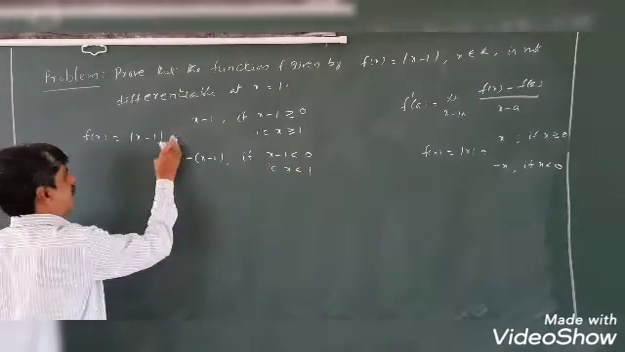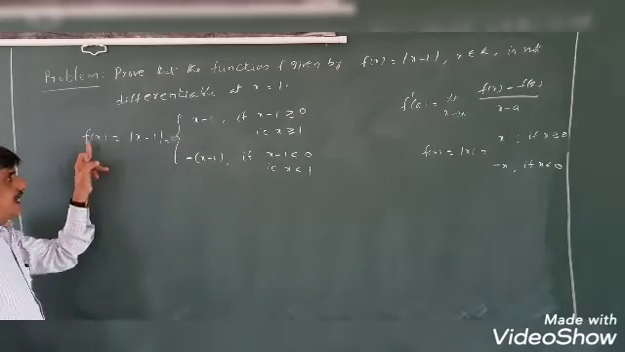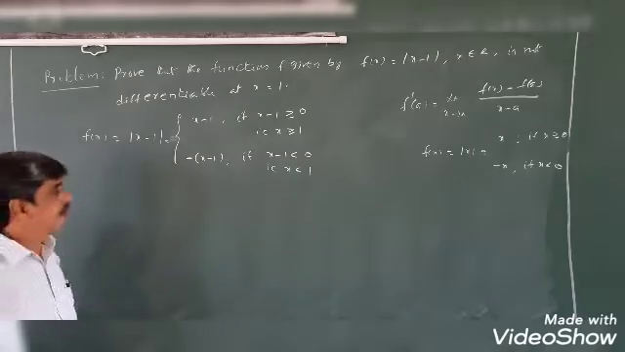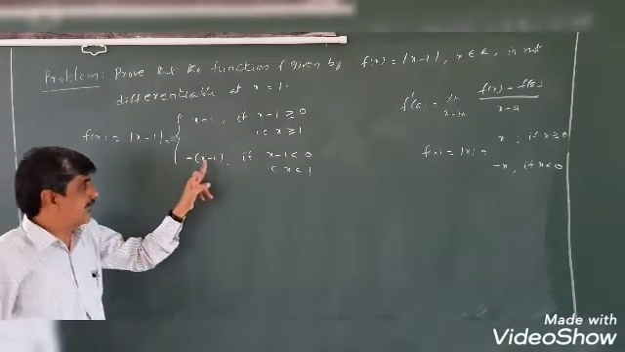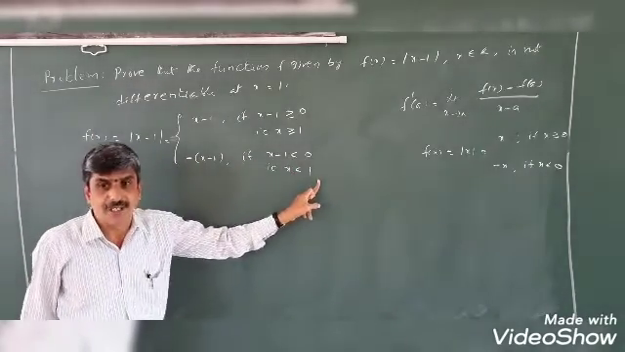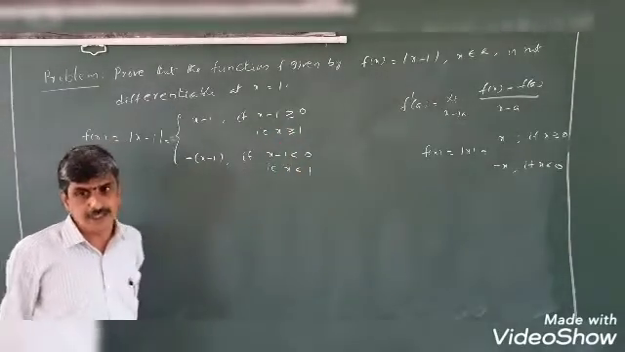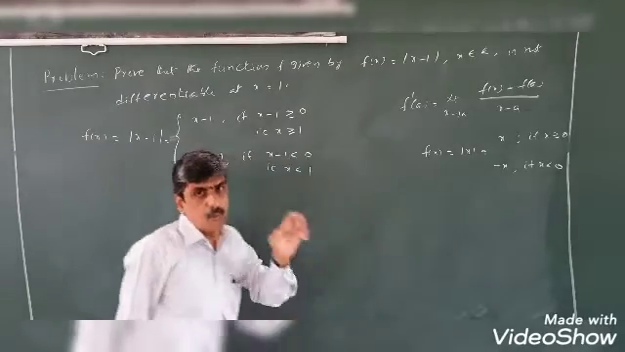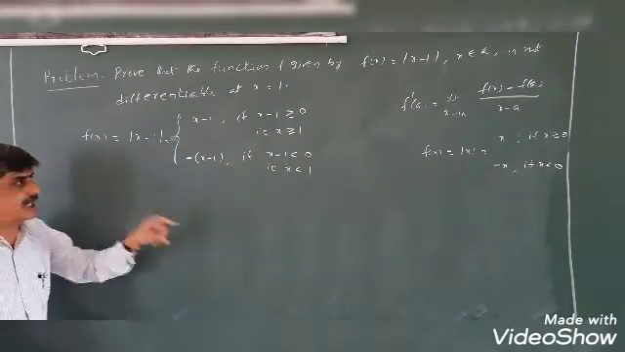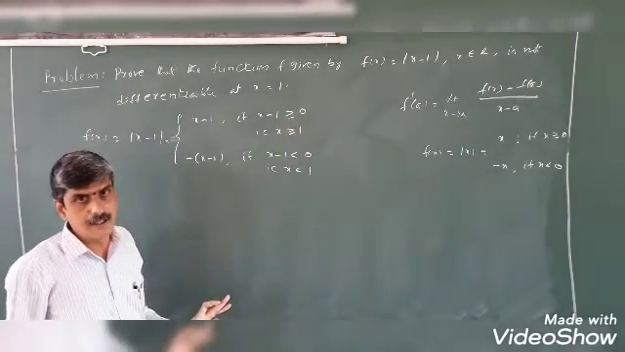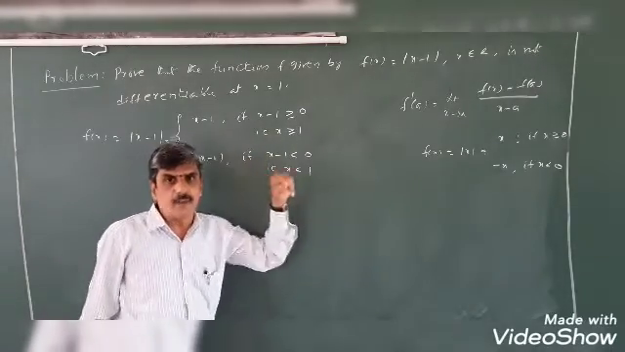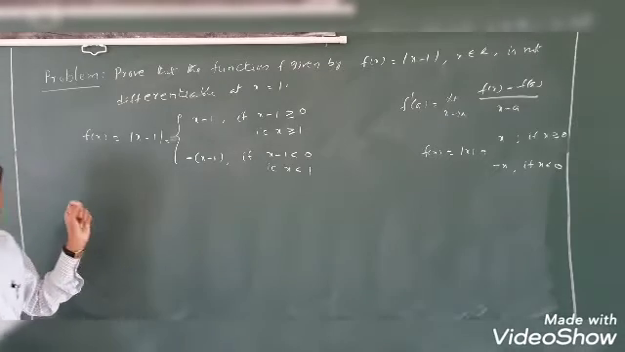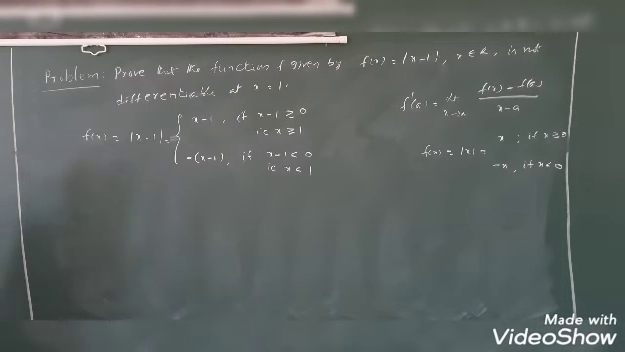So here the function is f of x is equal to x minus 1 if x is greater than or equal to 1, and f of x is equal to minus of x minus 1 if x is less than 1. So 1 is the breaking point. At this point, if the right derivative and left derivative are both equal, then the function is differentiable at x is equal to 1. If the right derivative and left derivative are not equal at x is equal to 1, then the function is not differentiable at that breaking point.